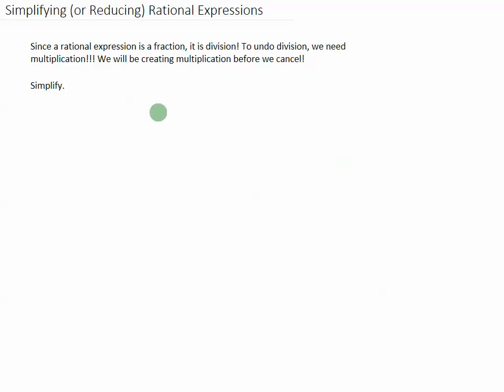Okay, so let's take a look at some examples of this, and hopefully this will be clear. So here's a problem that we will simplify. Simplifying a rational expression means reduce to lowest terms. That's all it means. You're just reducing the fraction. In order to do that, as I just mentioned, we need to create multiplication. So how do we create multiplication? We create multiplication by factoring. Factoring gives us a product, a multiplication. All right, so here's the first example that we'll do.